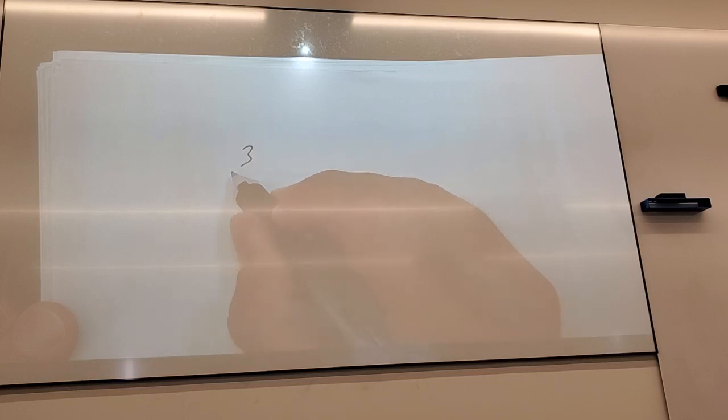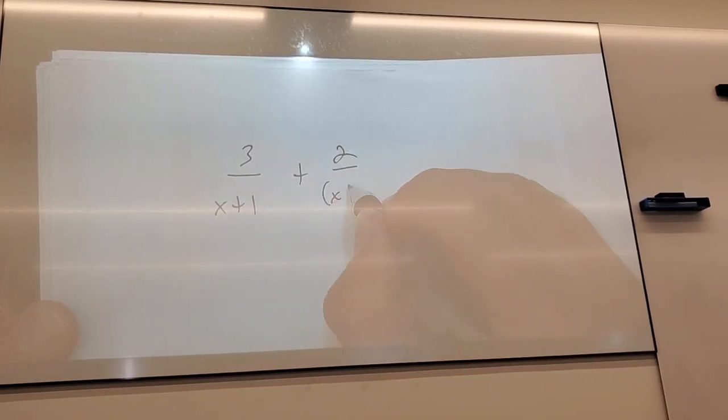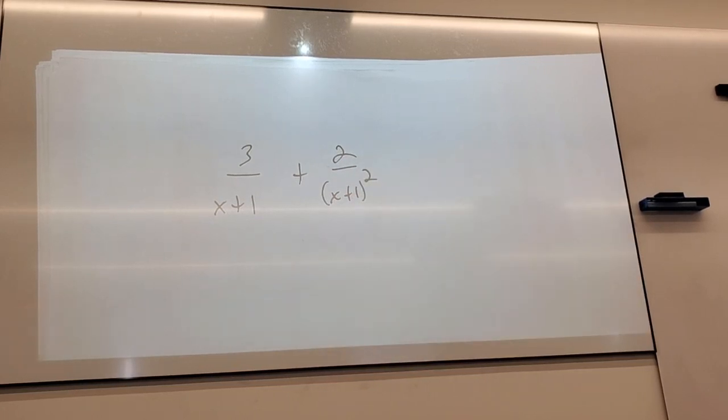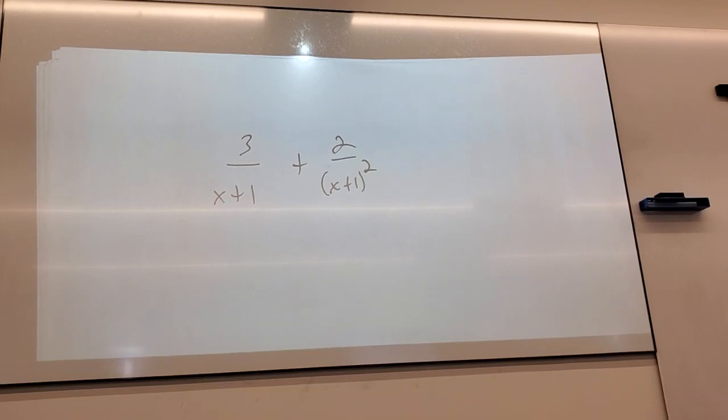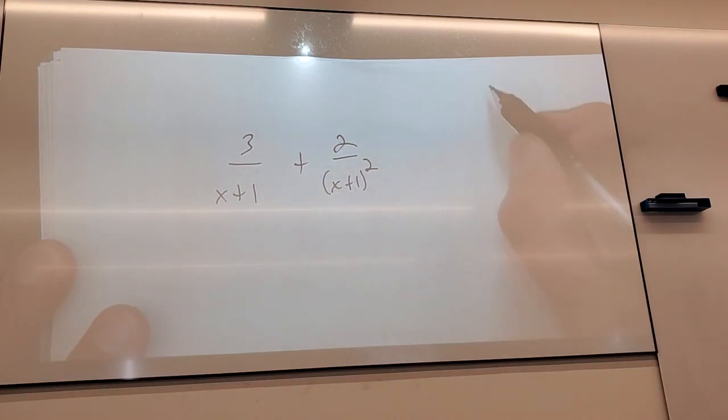Yeah, let's do that. What is 3 over x plus 1 plus 2 over x plus 1 squared? You could just multiply the first one, 3 over x plus 1, by x plus 1.